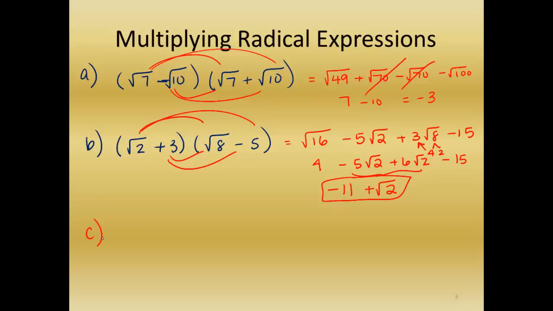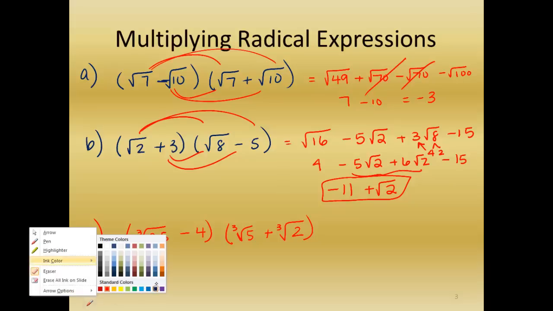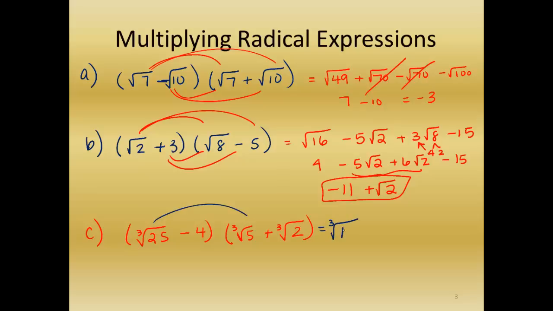All right, let's try one with some cube roots on it, since we haven't looked at any of those. So let's go ahead and try, how about the cube root of 25 minus 4 times the cube root of 5 plus the cube root of 2. Okay, so I'm going to start by distributing, and then we'll clean it up as we go. So this is going to give me the cube root of 125, and then I will have the cube root of 50, followed by negative 4 cube root of 5, and lastly negative 4 cube root of 2.